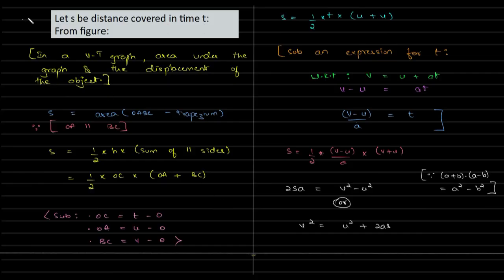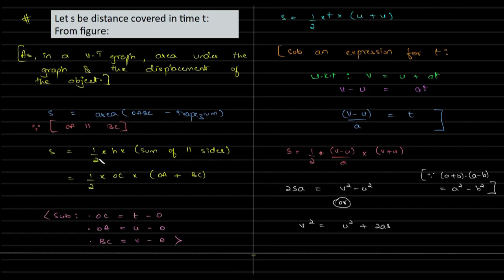So now we'll begin the derivation. Let S be the distance covered in time t. From the figure, S is equal to the area of the trapezium OABC. We are able to equate this because in a velocity time graph, the area under the graph is the displacement of the object. So with this fact, S can be equated to this.